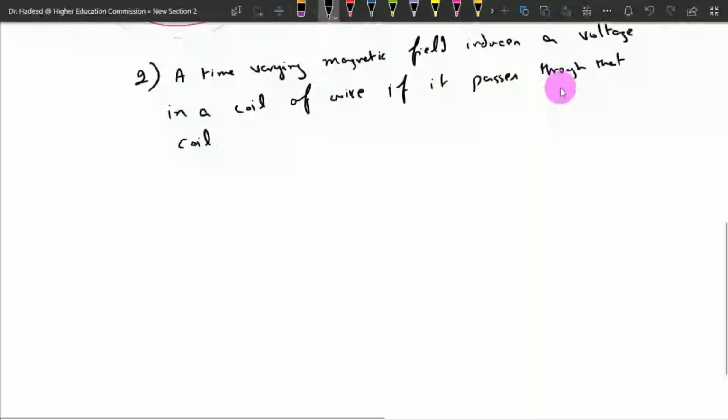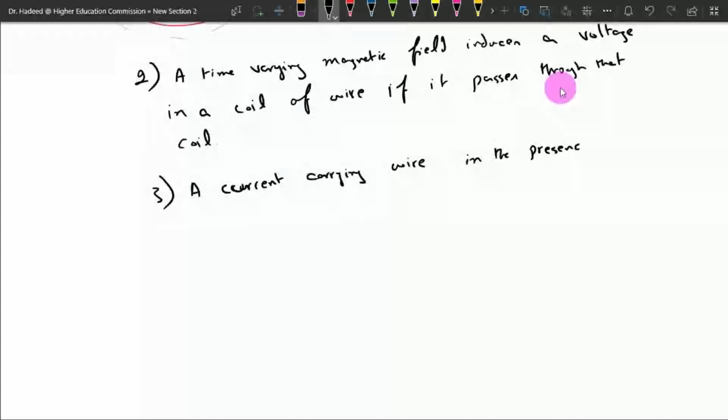The third important point here is that a current carrying wire in the presence of a magnetic field will experience a force induced on it.